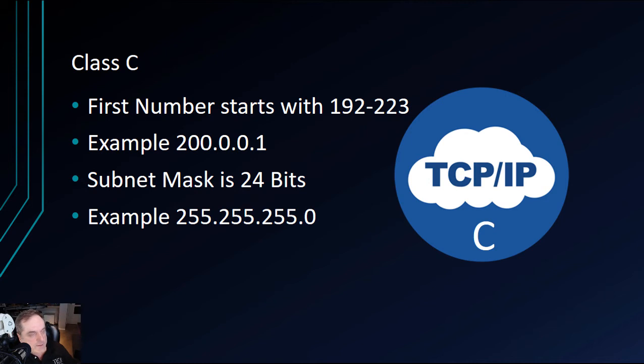In this particular case, this is used in a network where you don't have a lot of hosts, but you may have a lot of subnets. You're only going to get 254 usable addresses in a Class C network. So it's perfect for a small network that doesn't need a lot of hosts.